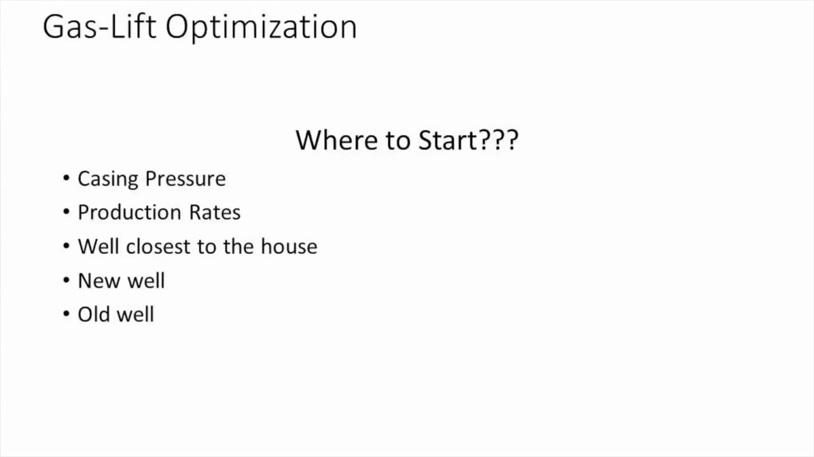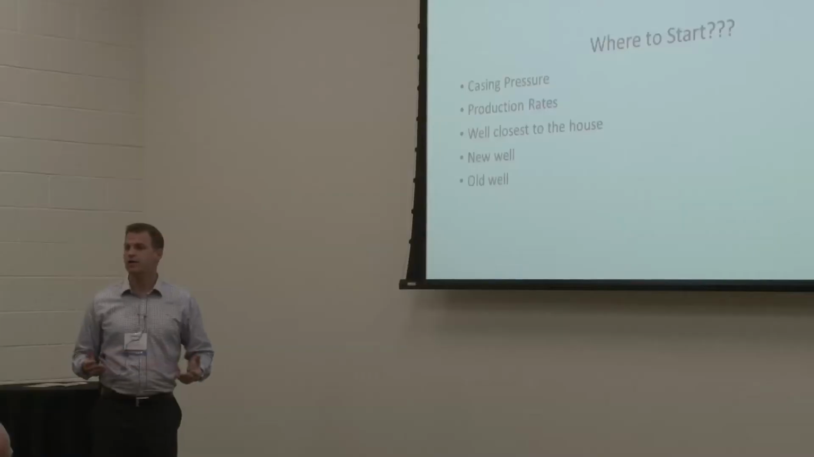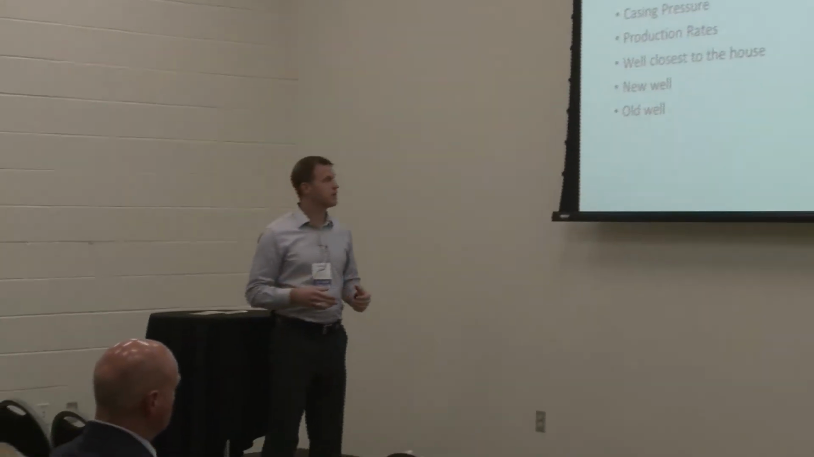So where do we start? It can be confusing. It can be overwhelming when you have a lot of wells. Do you start by looking at your casing pressures, your tubing pressures? Do we start off on new wells that produce high volumes, or the later life wells that are producing lower volumes? If it's a pumper, do we start with wells closer to the house because they're easy to look at? So there's a lot of different things to look at when trying to do well selection for optimization.